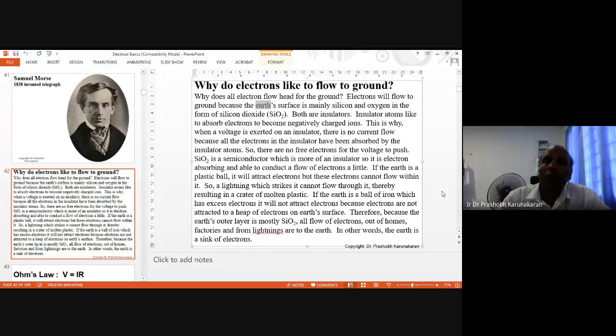So why do electrons float to the ground? Electrons float to the ground because the Earth's surface is mainly silicon and oxygen, SiO2. Insulator atoms like to absorb electrons. You see the difference between this marker pen: here's aluminium, here's plastic. You put a voltage between here and here, there's no flow, because it's an insulator. But if you put it between here and here, there'll be a flow.